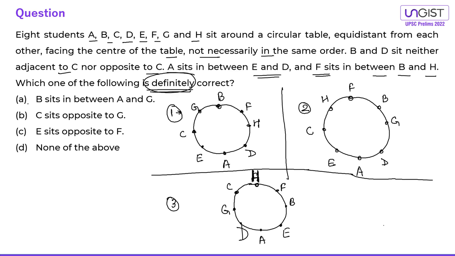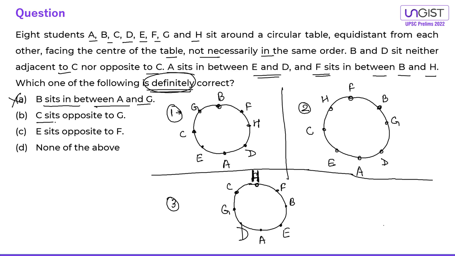The first option, B sits between A and G. So B sits between A and G. In the first combination, B is not sitting between A and G. In the second combination, B is not sitting between A and G. And in the third combination, B is not sitting between A and G. So this one is not correct.